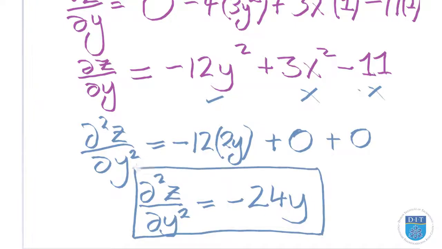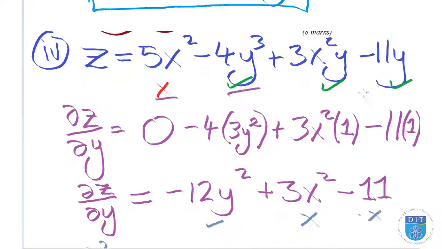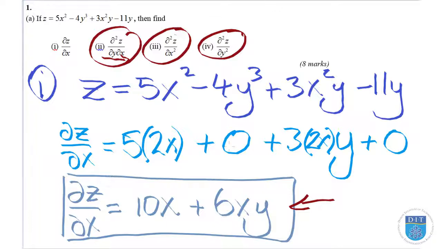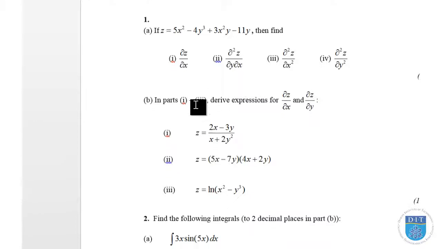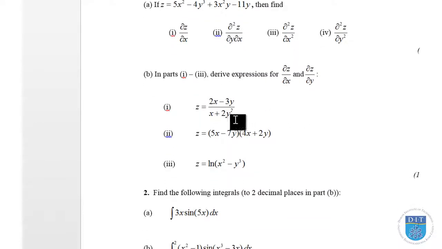Okay, and then wrap it up then. Right, so that was part A, and you can see from the sample papers that it's just kind of the same each time. It's just a mixture of find all the mixes, just a couple of different mixtures of partial derivatives.